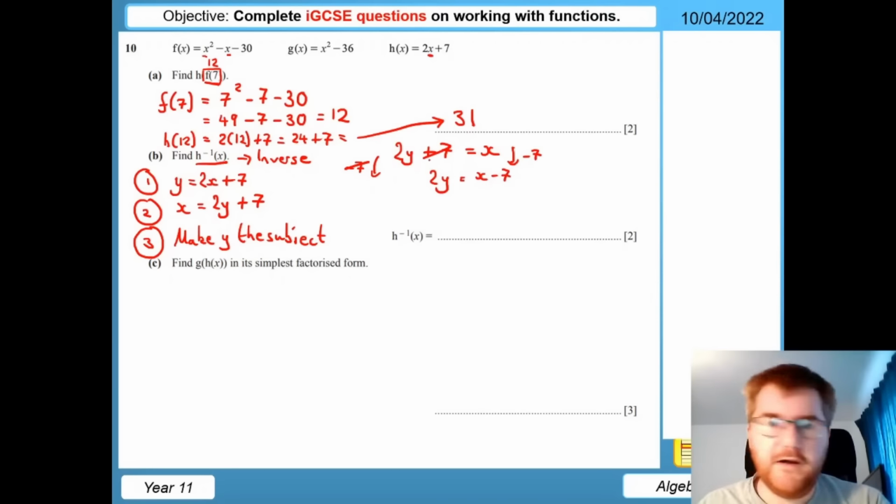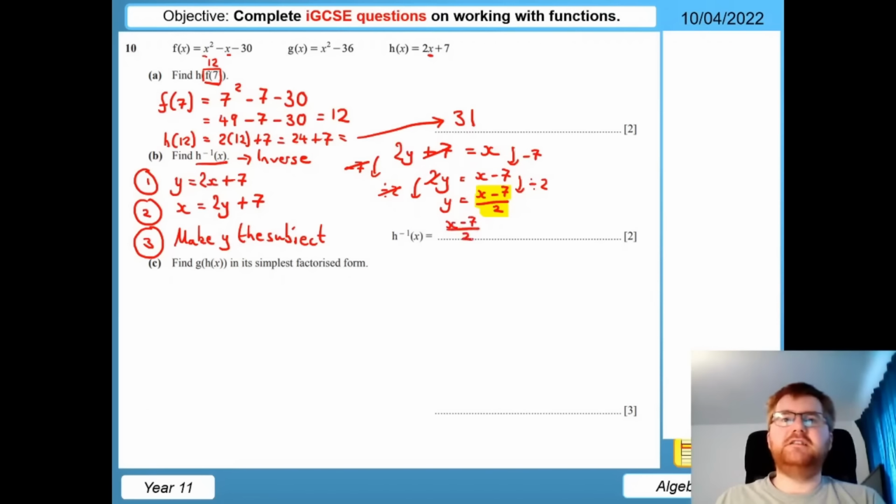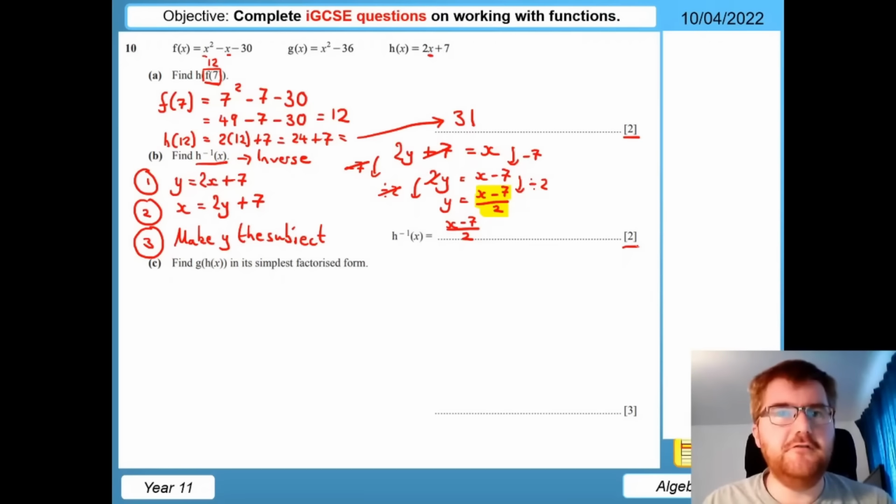Remember, this y equals whatever's on the right-hand side, right at the end, is going to be our answer. So this x minus 7 divided by 2, like so. And if you're aiming for, say, a C grade or even a B grade, you need to make sure you're getting these first two questions correct almost 100% of the time. So you've got that in the bag. So when we go into harder questions, then you've already got that grade secure on these questions.